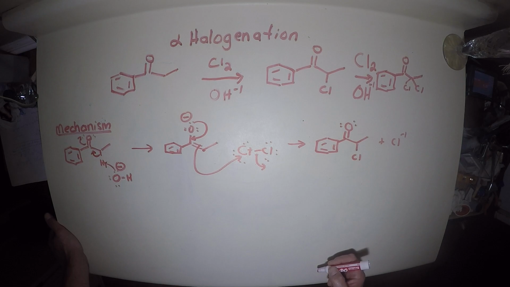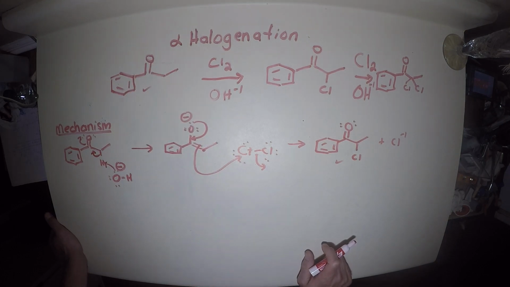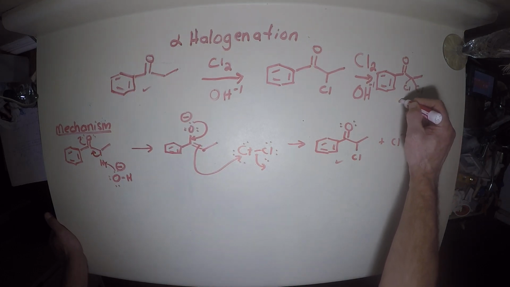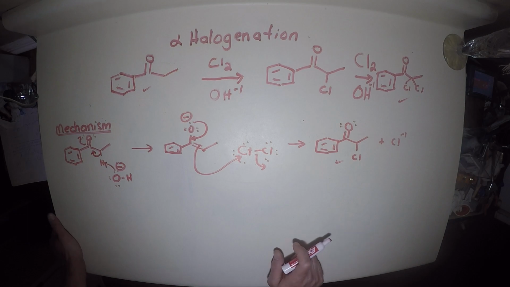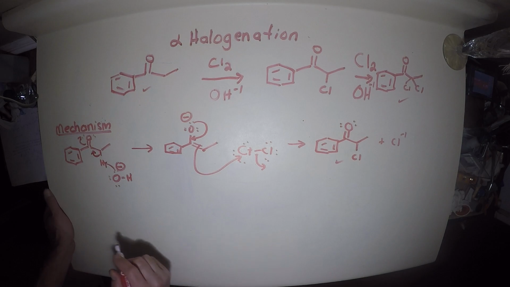The problem with base catalyzed halogenation is the initial product, in this case the monochlorinated version, is more reactive than the original propiophenone, and thus we often get multiple halogenations. A way to overcome this is, instead of using base to catalyze the reaction, to use acid.